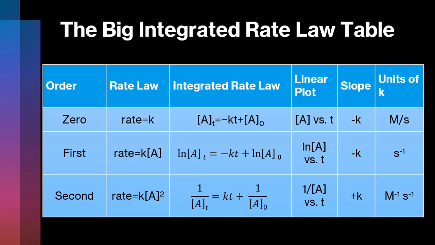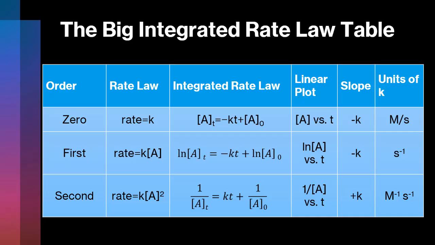So this is a nice summary table, and it's one that I would keep handy while you're working your homework problems. For zero order reactions, remember our differential rate law says the rate is equal to k. The integrated rate law says that the concentration of A at time t is equal to negative kt plus the initial concentration of A. We will get a linear plot if we plot the concentration of A versus time, and the slope from that plot is equal to negative k.